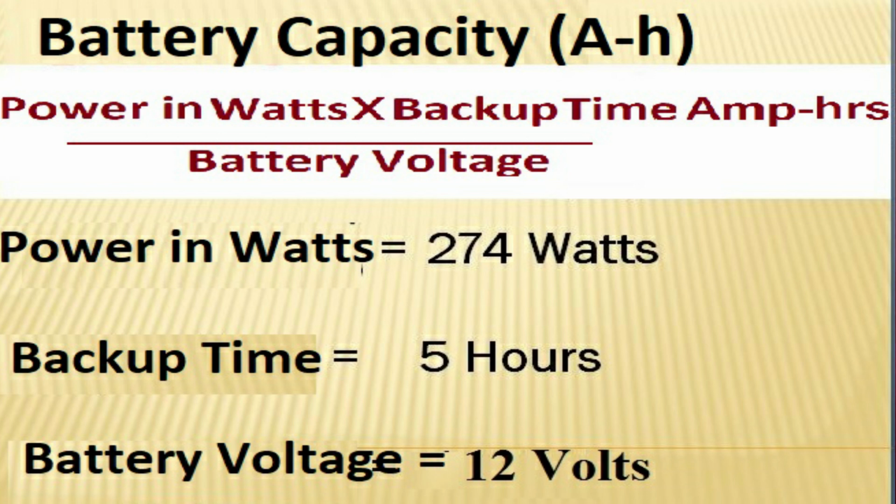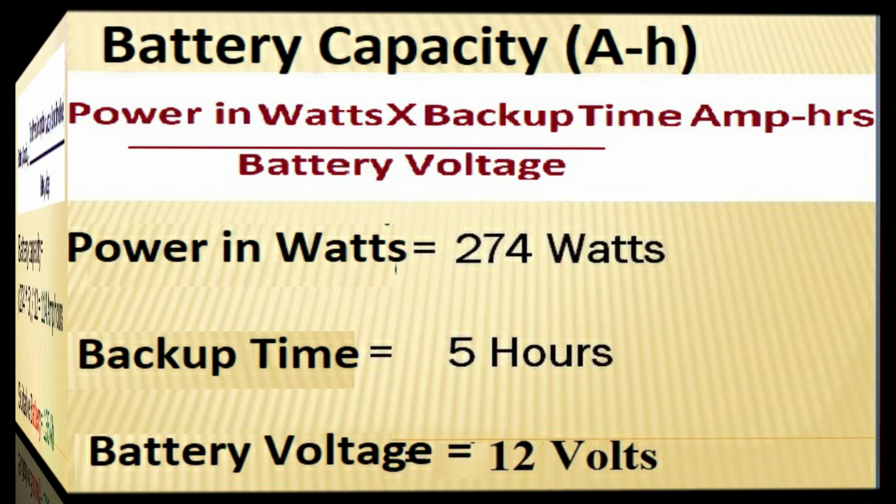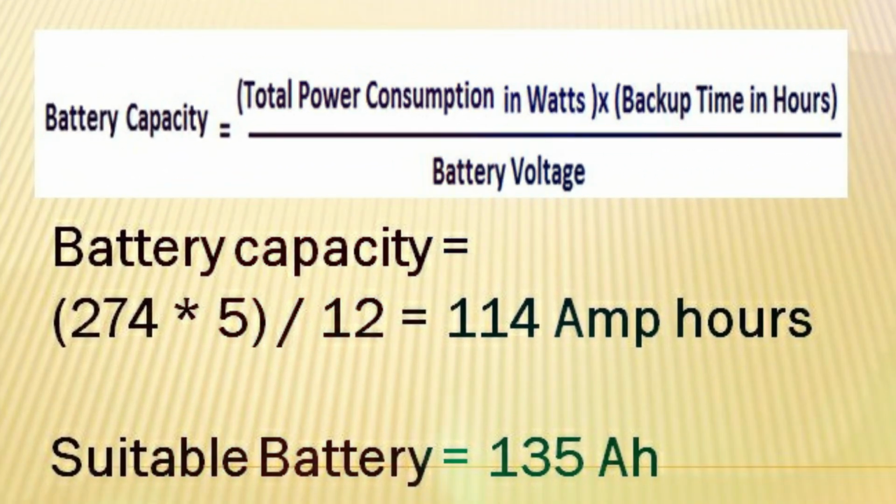Already we have calculated the total power requirement as 274 watts and taken backup time as 5 hours. Then what about battery voltage? Please note that the battery voltage is 12 volts because most battery manufacturing companies design battery voltage as 12 volts. Now calculate the battery capacity. The battery capacity is equal to 274 into 5 by 12. That equals 114 ampere hours.